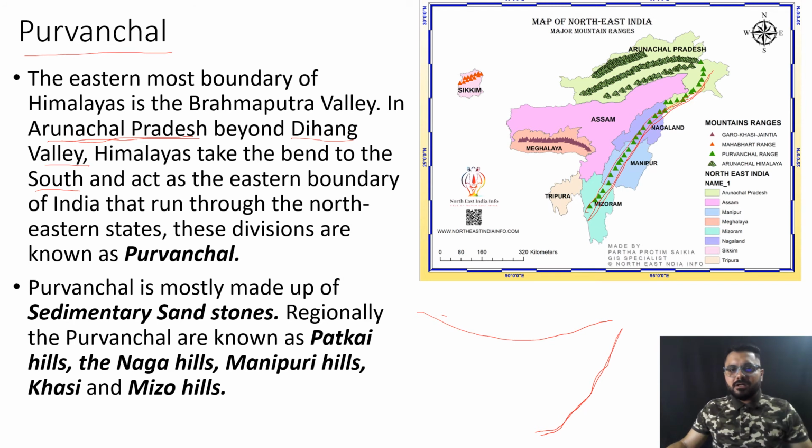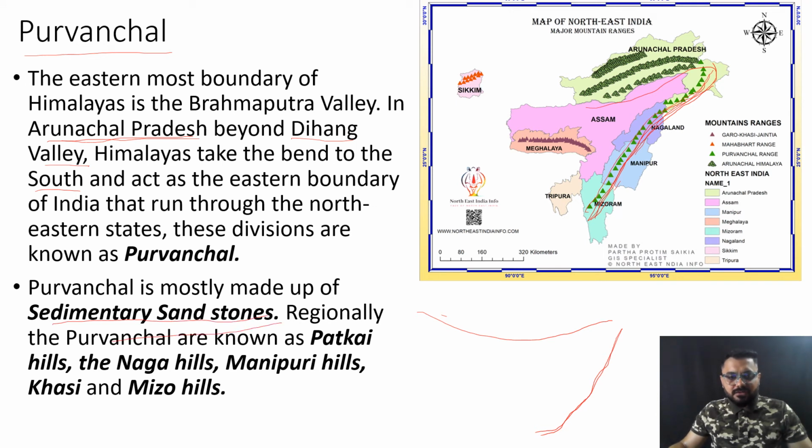At a point called Dihang, they take a sharp bend and they turn towards the south. Okay, so as you can see, they take a turn towards the south, and they act as a boundary in the eastern part of India, and this range of mountains is called the Purvanchal Ranges, children. These Purvanchal Ranges generally consist of sedimentary sandstones.